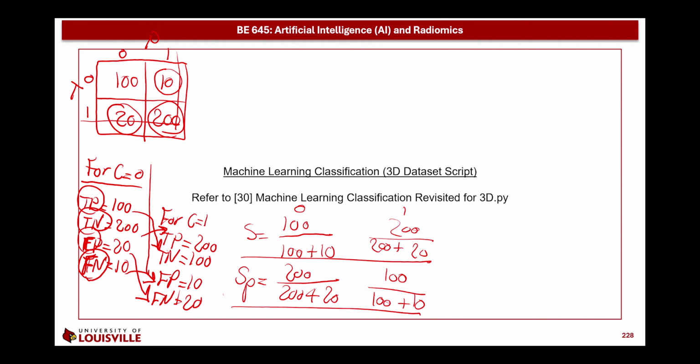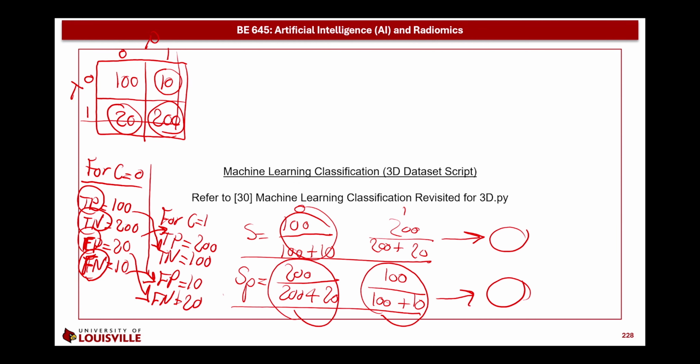This for sensitivity, this for specificity, this for class 0, and this for class 1. So if you sum and average this number and sum and average this number, you will find they will be equal, because this value is similar to here and this value is similar to here. So the specificity and sensitivity will be equal.